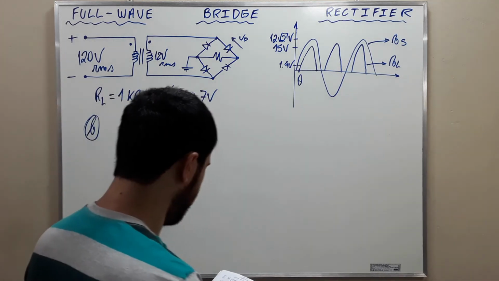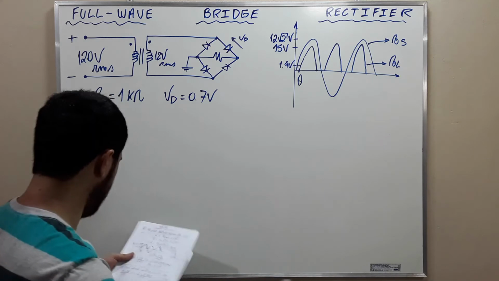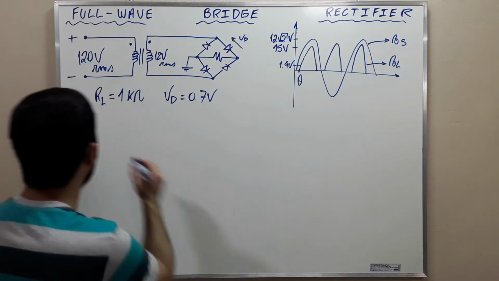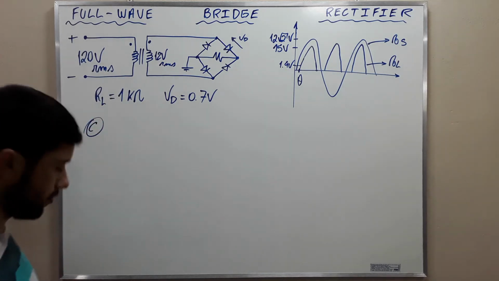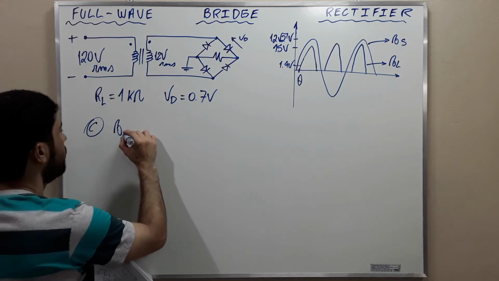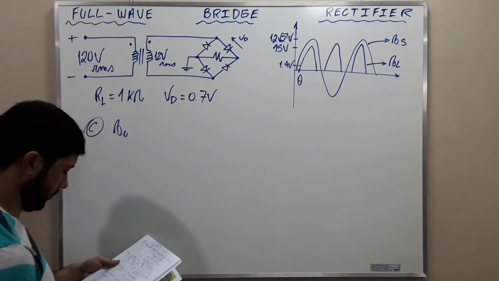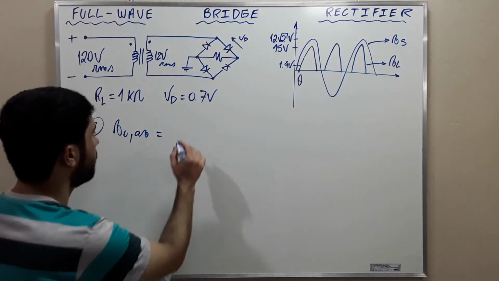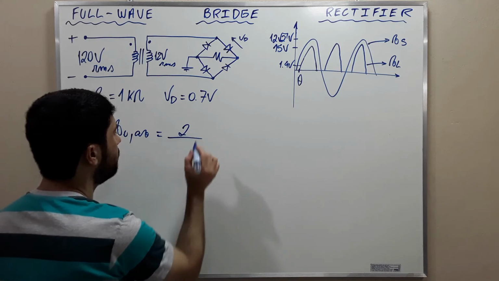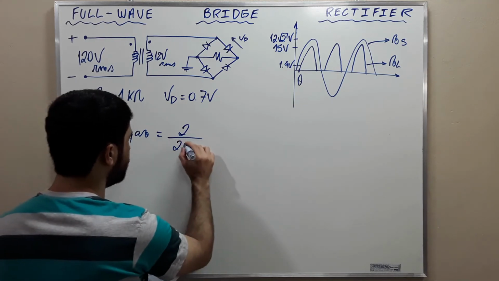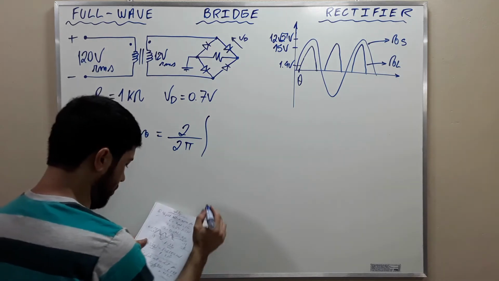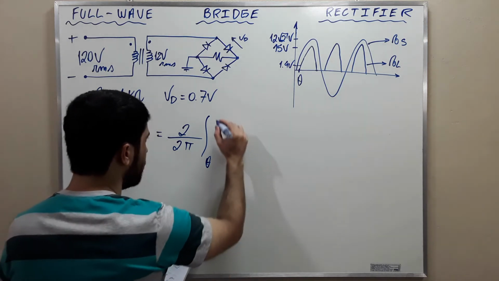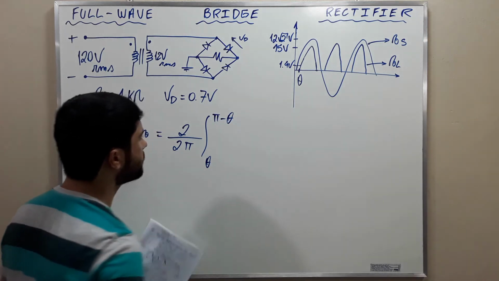How can we calculate the average voltage? The average voltage for letter C, V0 average, will be equal to 2 times, divided by 2 pi, the integral from theta to pi minus theta, okay?